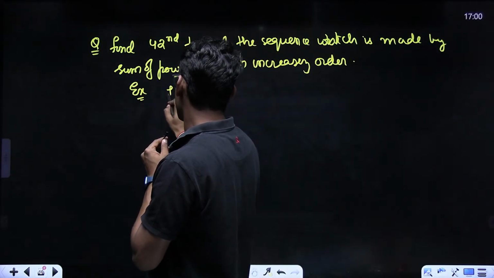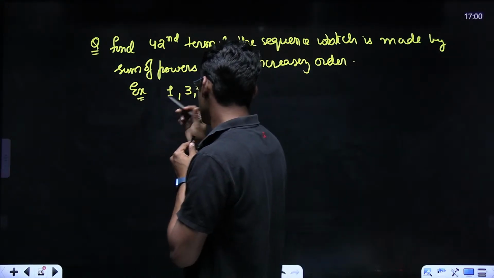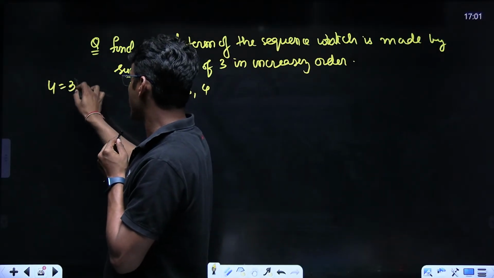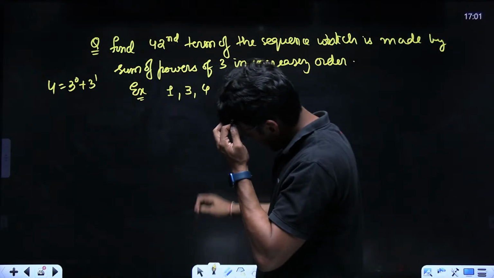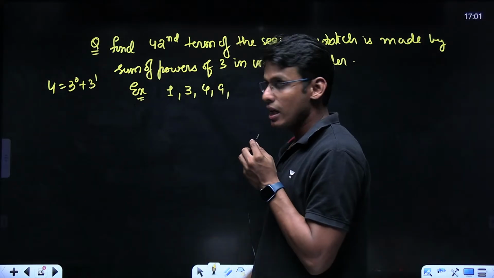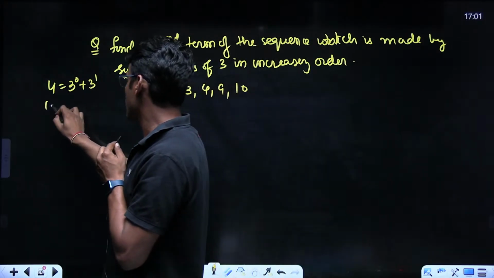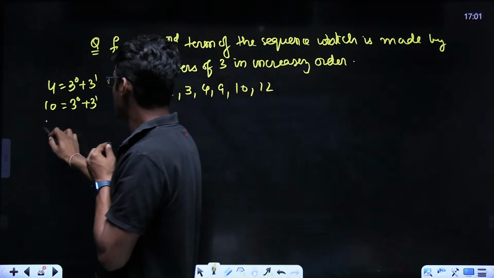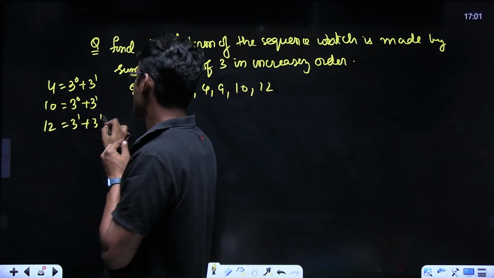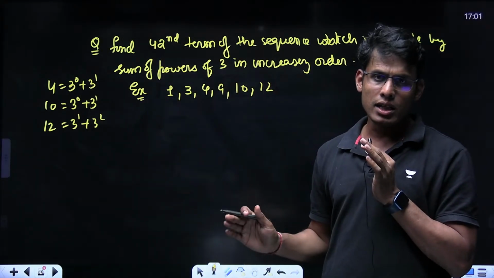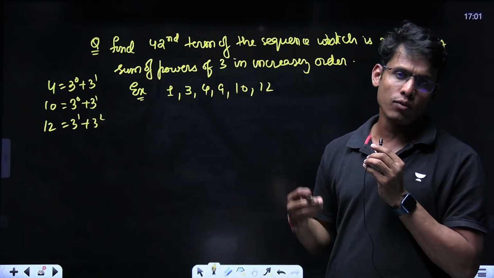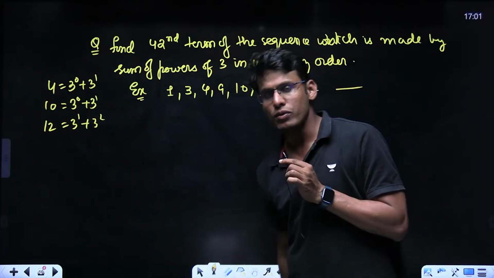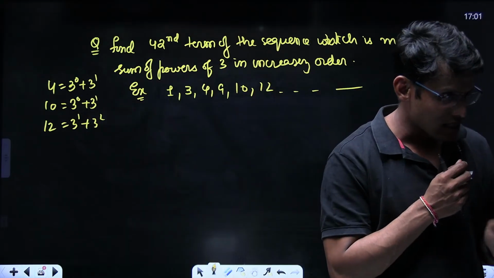What is 3 to the power 0? 1. What is 3 to the power 1? 3. Then I simply add these. Why is 4 here? Because 4 is a sum of powers of 3. Then I have 9. After that I have 10, because 10 is 3 to the power 2 plus 3 to the power 0. Then I have 12, because 12 is 3 to the power 1 plus 3 to the power 2. So whatever number I can represent as a sum of powers of 3 is written in increasing order. You have to tell the 42nd term of this progression.